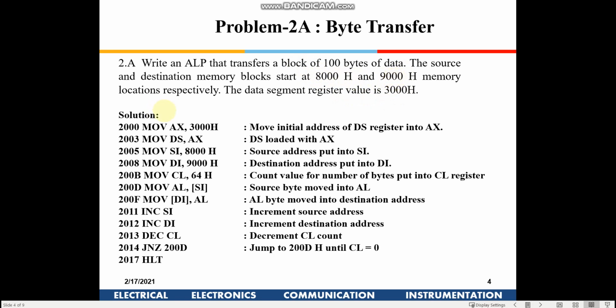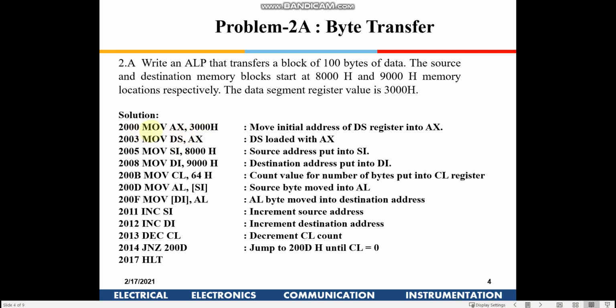So how to go about this? What is written here are the code segment addresses, 2000, 2003 and so on. You need to be careful how you progress with this. The first step is we are going to initialize the data segment. So the first 2 lines of code are moving 3000 into AX and from AX to DS. These first 2 just initialize the data segment.